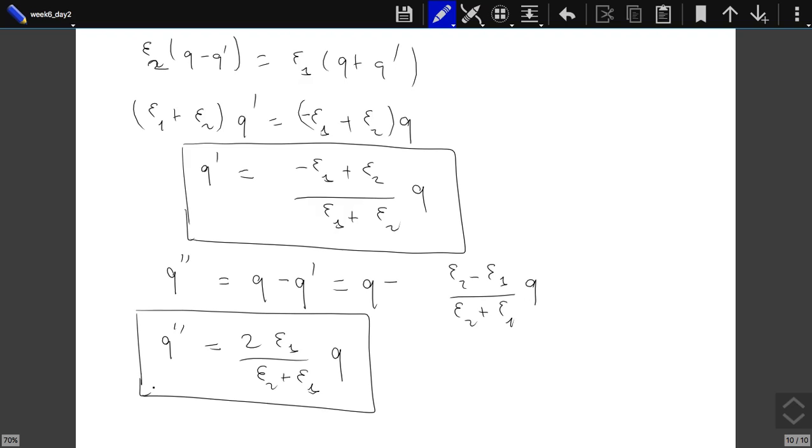Now again we can check certain limits. For example, when epsilon 1 goes to infinity, the first medium is a conductor. Then Q double prime is twice Q. Well, there's no problem with that because you see the potential in region 1 is proportional to 1 over epsilon 1. So since we also have the 1 over epsilon 1 in the definition of the potential, and Q double prime is finite, the potential in region 1 goes to zero constant.